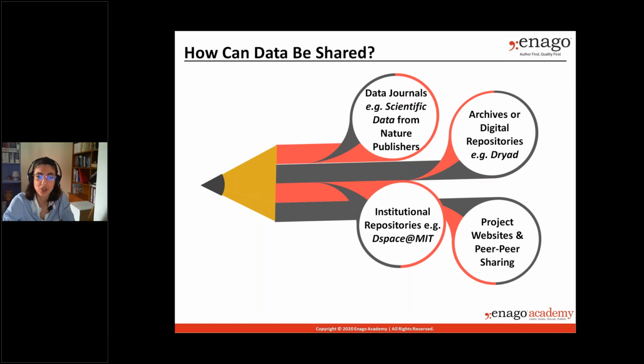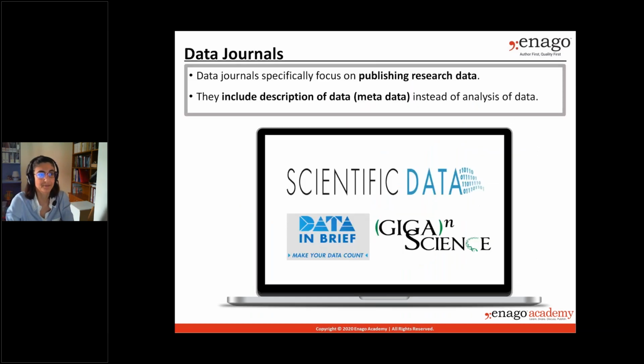You have archives or digital repositories where one can submit their data. An example would be Dryad. You have institutional repositories. For example, MIT has their own, other institutions have their own, where you can, again, submit your data to make it publicly available. And then you have project-specific websites or peer-to-peer sharing tools for exchanging and making available the data, either within team members, but more importantly, for the open data culture, making it available to the international scientific community and the general public.